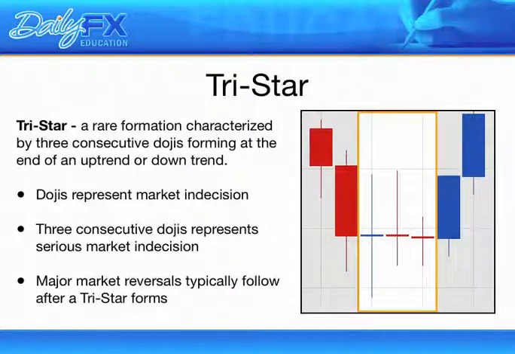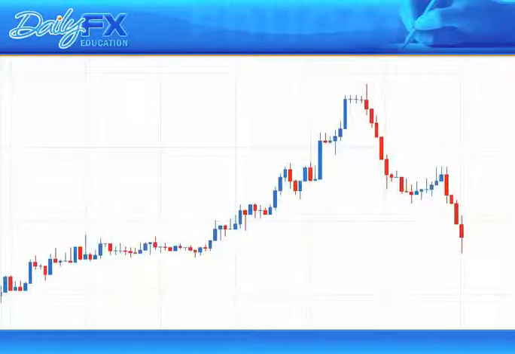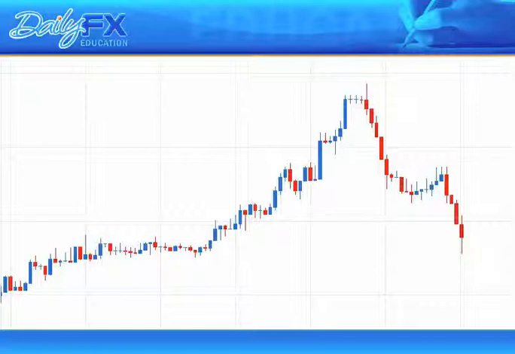However, you can see this kind of price action more frequently during periods of limited market activity like holidays. If this pattern is found at the bottom of a downtrend, look for the market to reverse to the upside. If this pattern is found at the top of an uptrend, look for the market to reverse to the downside. We recommend entering a trade on the open of the first candle that follows the tri-star pattern. You can place your stop just on the other side of the most recent high or low.